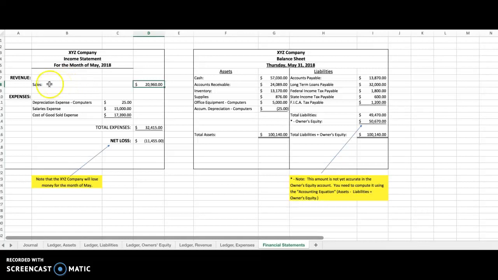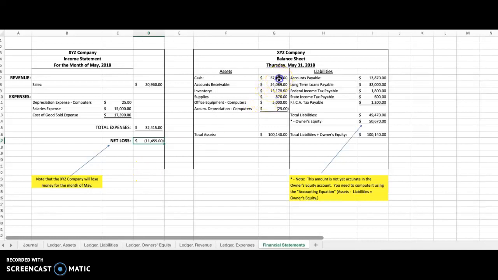So income statement shows revenue and expenses. Same way with the 3 expenses. When you go to those accounts, you put in the proper amounts of money shown in the ledger, and that adds up to $32,415. When you subtract, you have a net loss, and that was indicated by the note at the bottom. This is a little unusual. XYZ company for the month of May lost money.